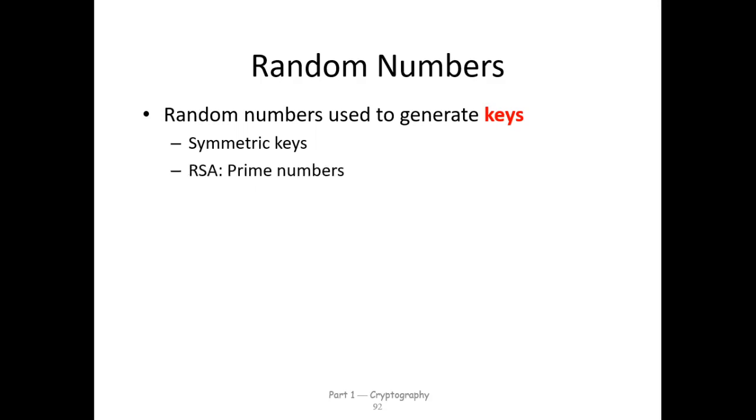Then one more is RSA. There is a clear example where prime numbers are used. RSA is an algorithm to generate keys. RSA is a part of public key encryption, so RSA keys are related to public key encryption. In such cases also, random numbers are very useful.